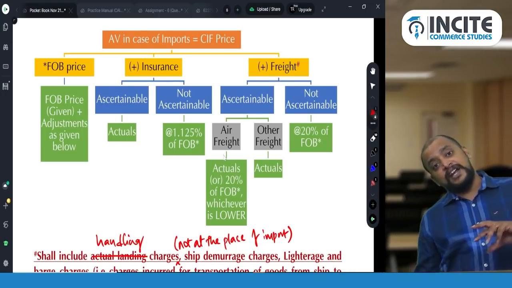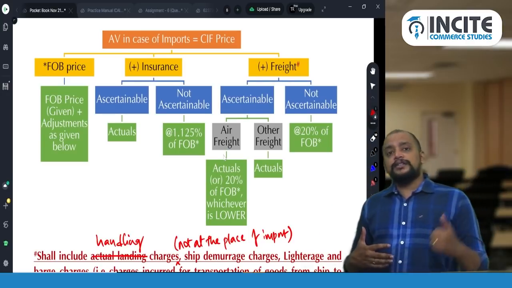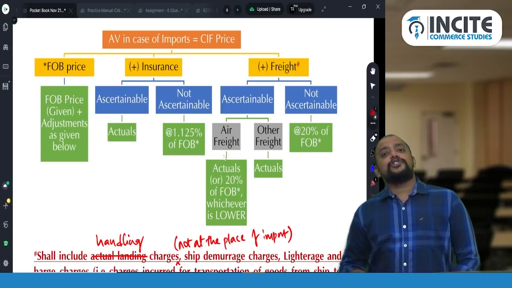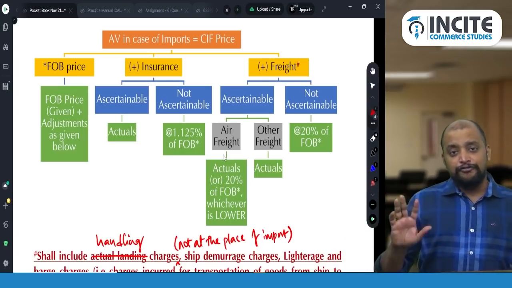What if it is other freight but ascertainable? Take actuals. Only for air freight we have a comparison, that is actuals or 20% of FOB, whichever is lower. Whereas if it is other freight, take actuals, and if it is not ascertainable, whatever may be the freight, 20% of FOB will be taken.